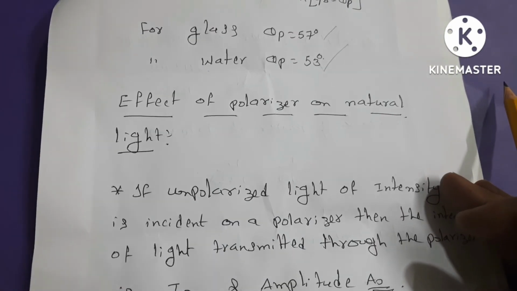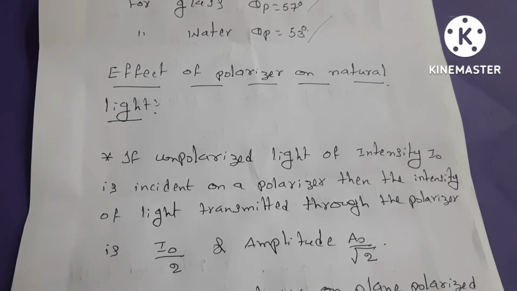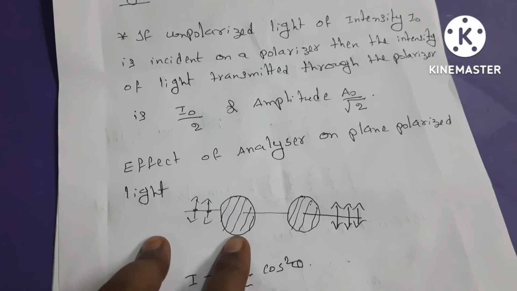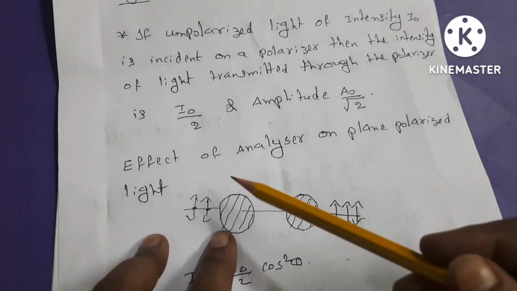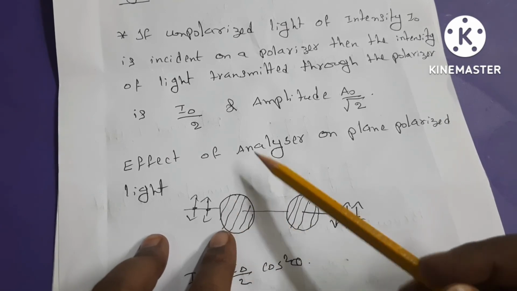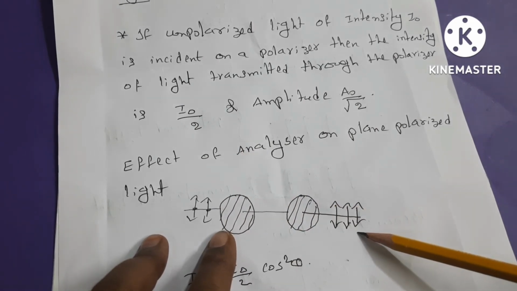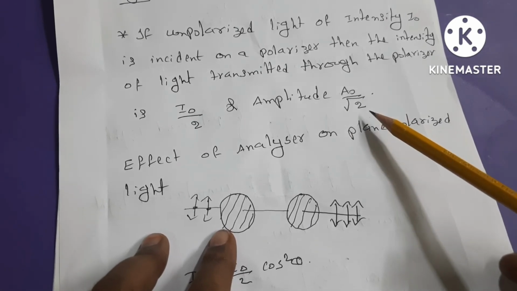Then the effect of a polarizer on natural light. If unpolarized light of intensity I naught falls on a polarizer, first of all, what is a polarizer? A calcite crystal can be used as a polarizer. Even sunglasses act like polarizers. When light falls on this, all the molecules are arranged in one direction, so we get only half of the intensity. The maximum intensity is I naught, but here we receive half of it. Then the amplitude becomes A naught by root 2. So this is the role of the polarizer.